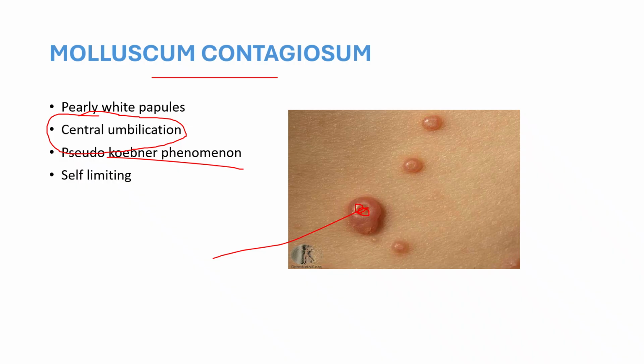Koebner phenomenon is appearance of similar morphological lesions on the site of trauma in case of psoriasis and vitiligo. But pseudo-Koebner means it's not due to an immunological phenomenon, it's rather an infective phenomenon, like in molluscum contagiosum and herpes, where if there is a trauma or you scratch a new area, there is spread of lesions. That is called pseudo-Koebner phenomenon. It's usually self-limiting, can be seen in children also. In immunocompromised, it can be highly widespread, and that needs treatment.